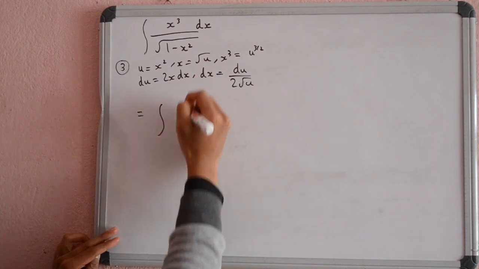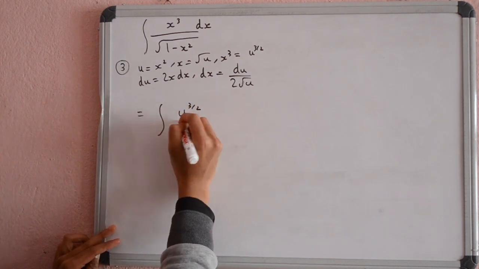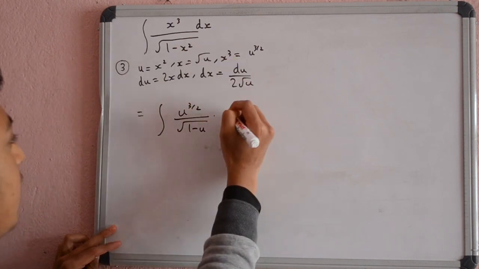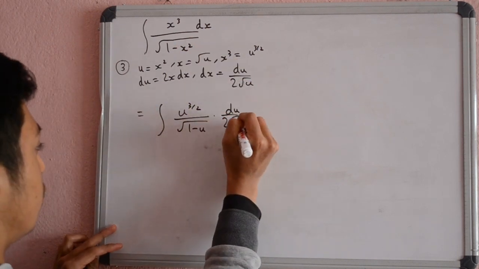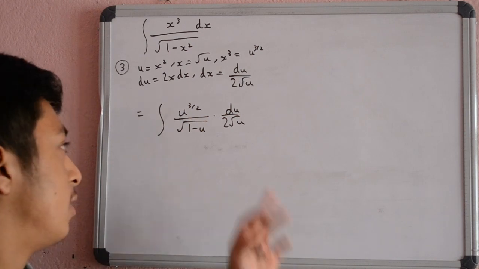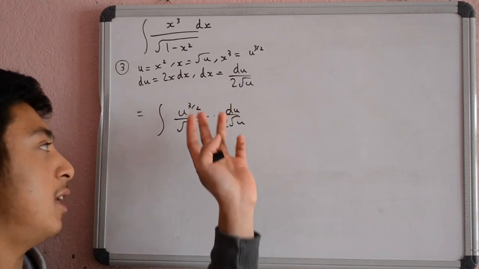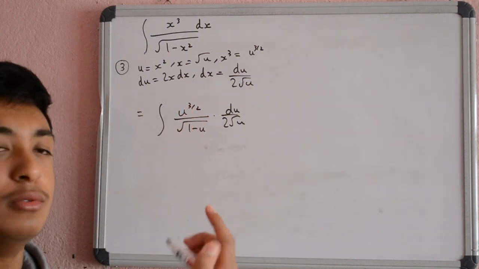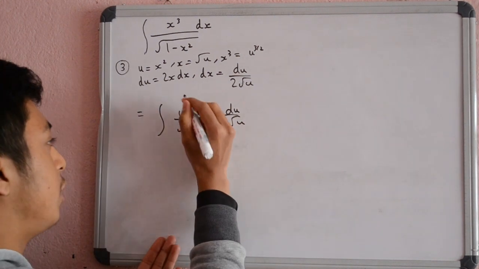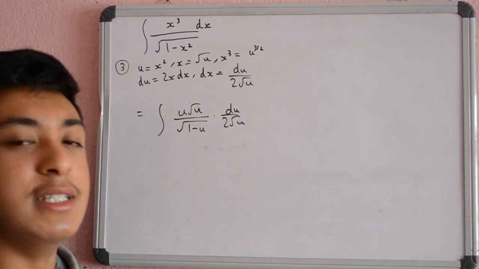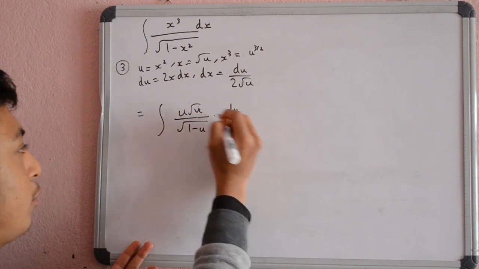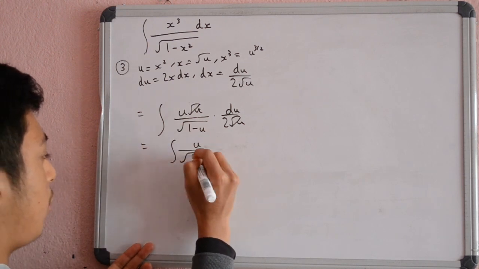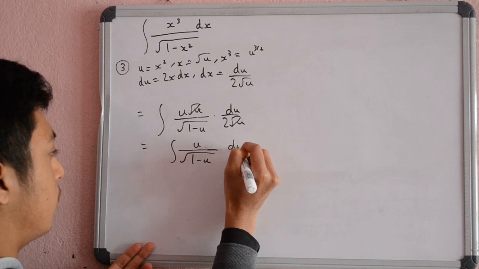Now this becomes u to the power 3 by 2 by root 1 minus u into dx, which is just du by 2 root u. Now you can solve it in two ways, but I'll do the nicer way. So u to the power 3 by 2, you can just rewrite as u into root u, as I explained in the second method, and root u cancels, giving us u by root 1 minus u du.